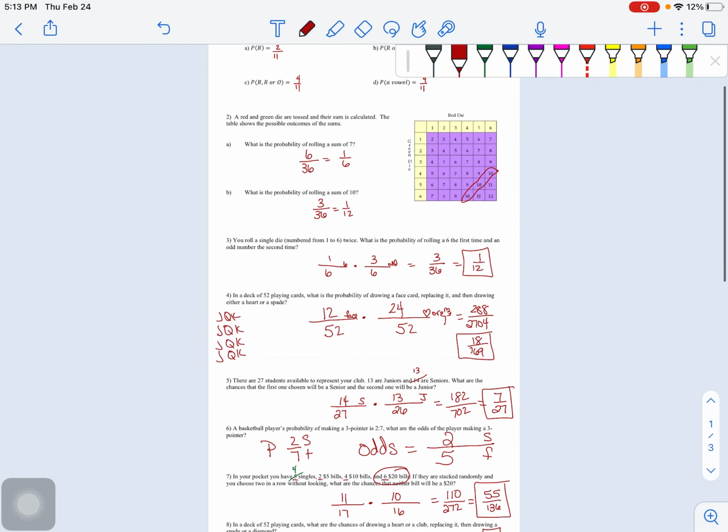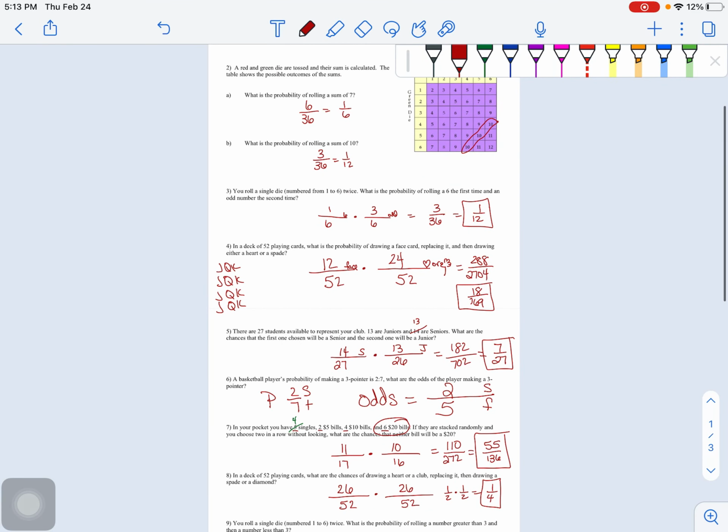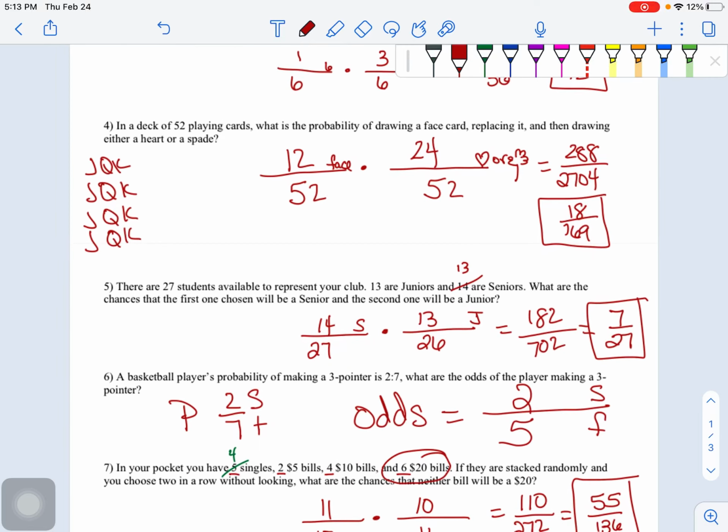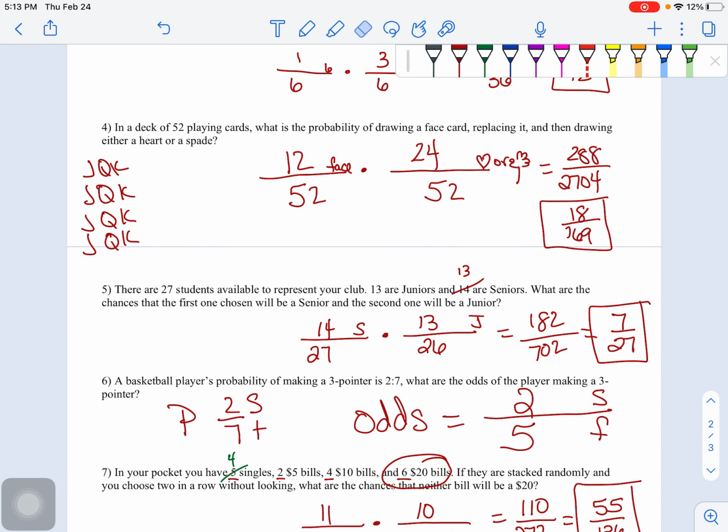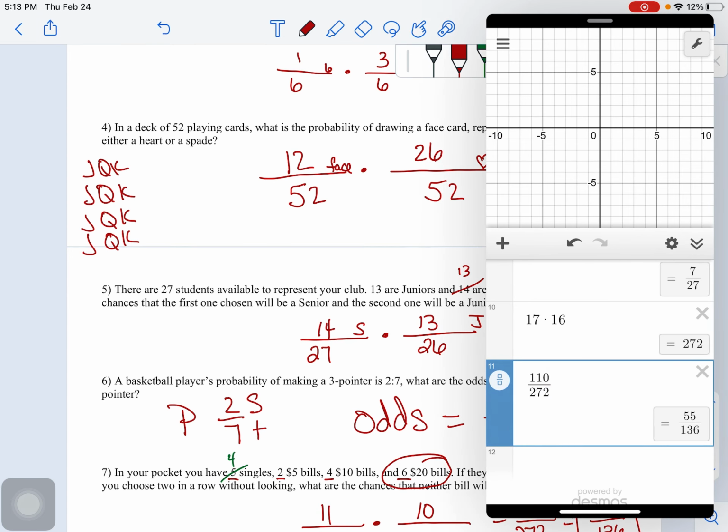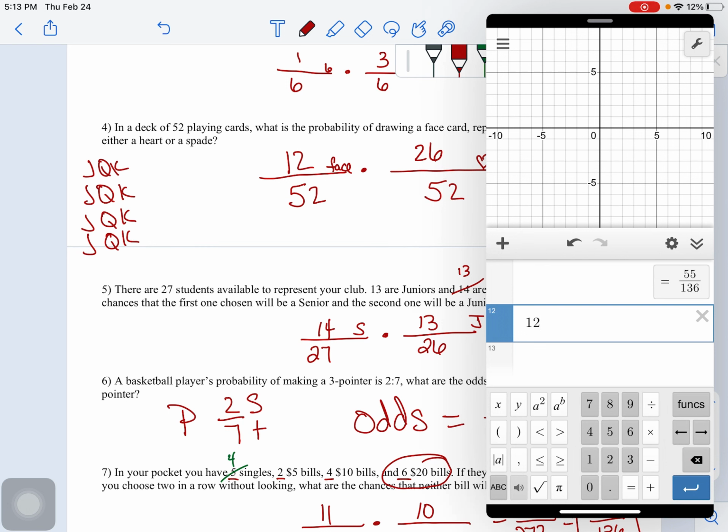Hang on, let me go back up to one of these here. I actually did number 4 wrong, and I apologize. I just realized that as I was doing the other one. I had said that a heart or a spade there's 24 of them. There's not, there's 26, 13 and 13. So this is actually going to be different. 26 out of 52.